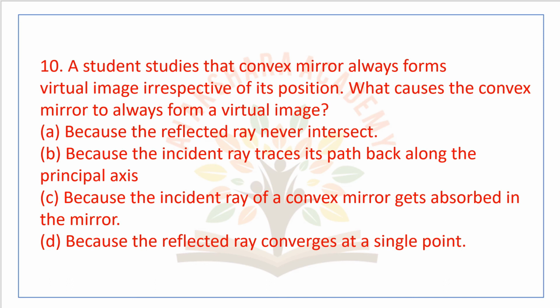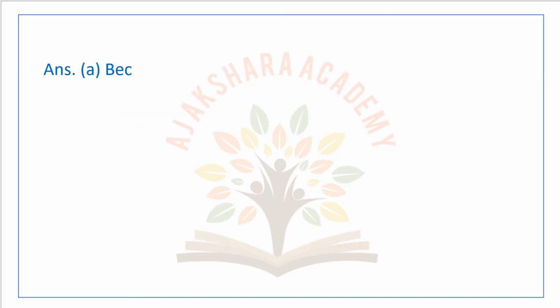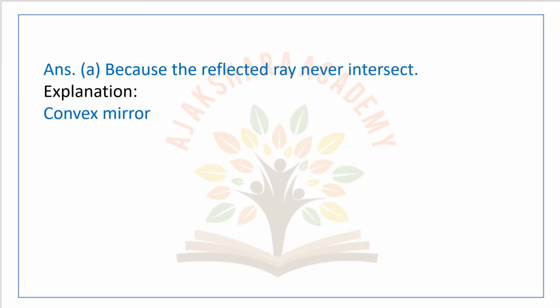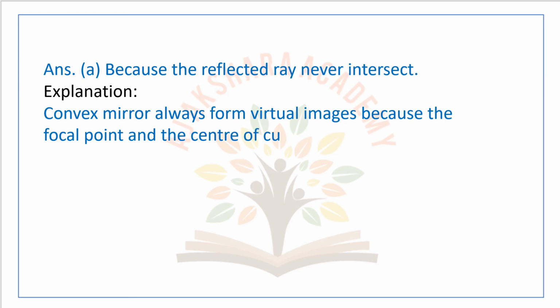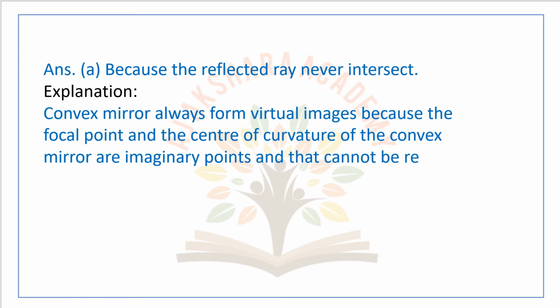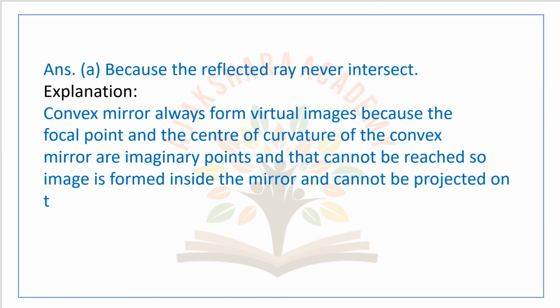A convex mirror forms a virtual image only. So what is the reason? Now let us discuss. Because the reflected rays never intersect. See, this convex mirror always forms virtual images because the focal point and the center of curvature of the convex mirror are imaginary points, and they cannot be reached. So the image is formed inside the mirror and cannot be projected on a screen. So that's why a convex mirror always forms virtual images only, because the reflected rays never intersect.